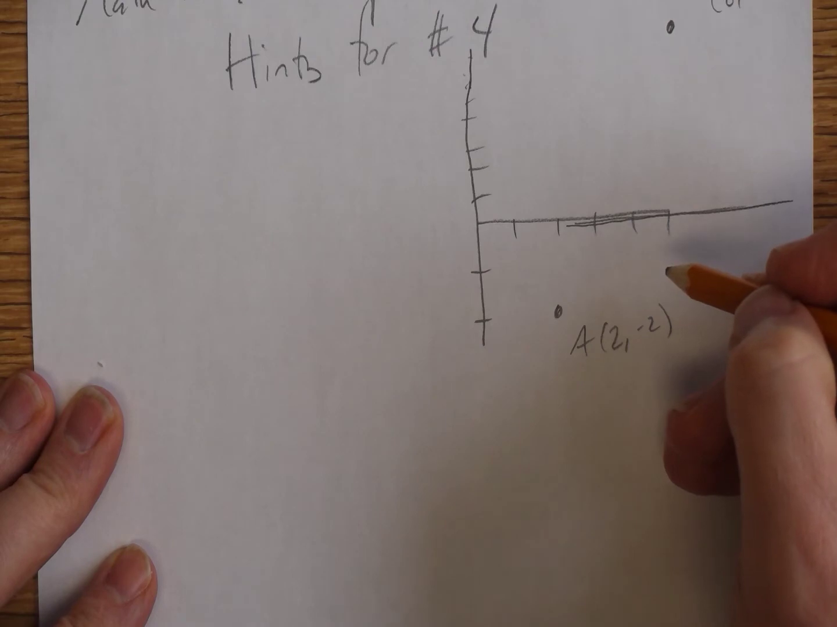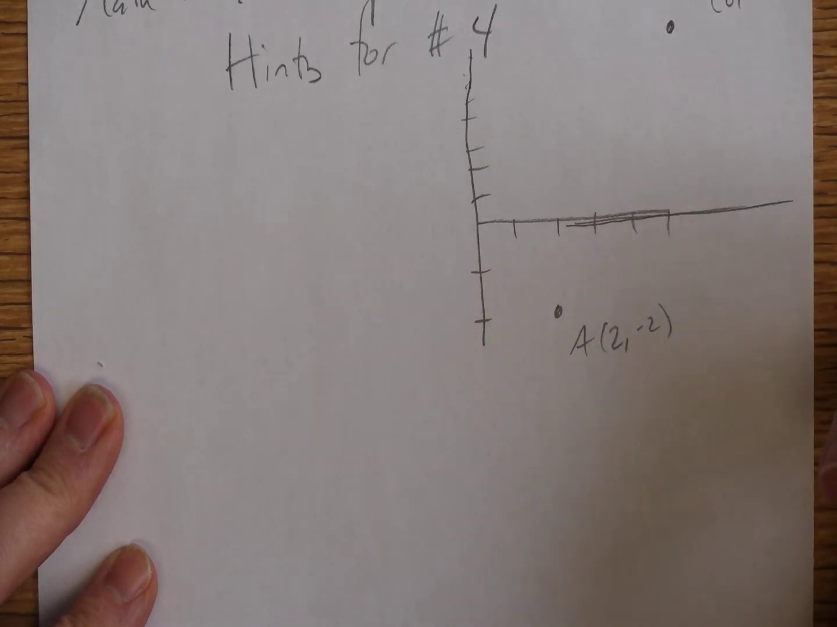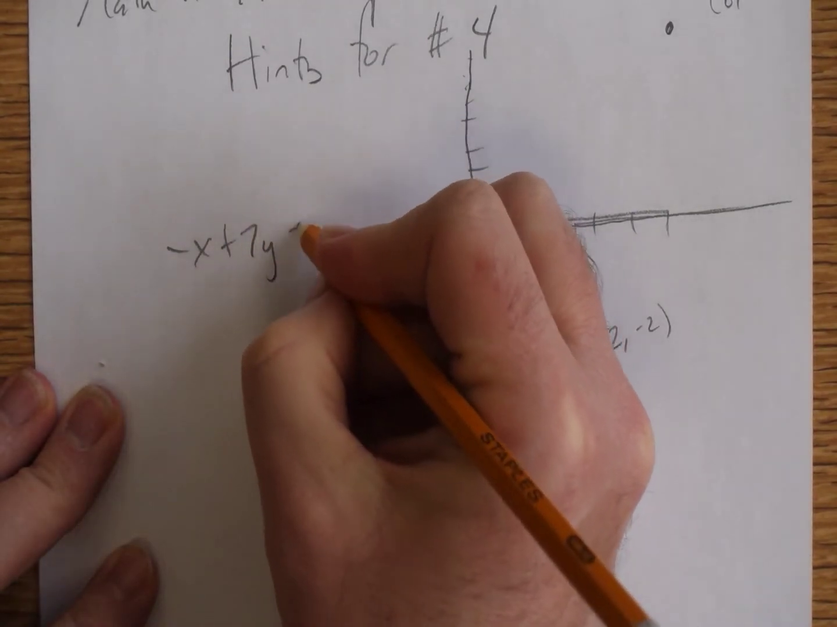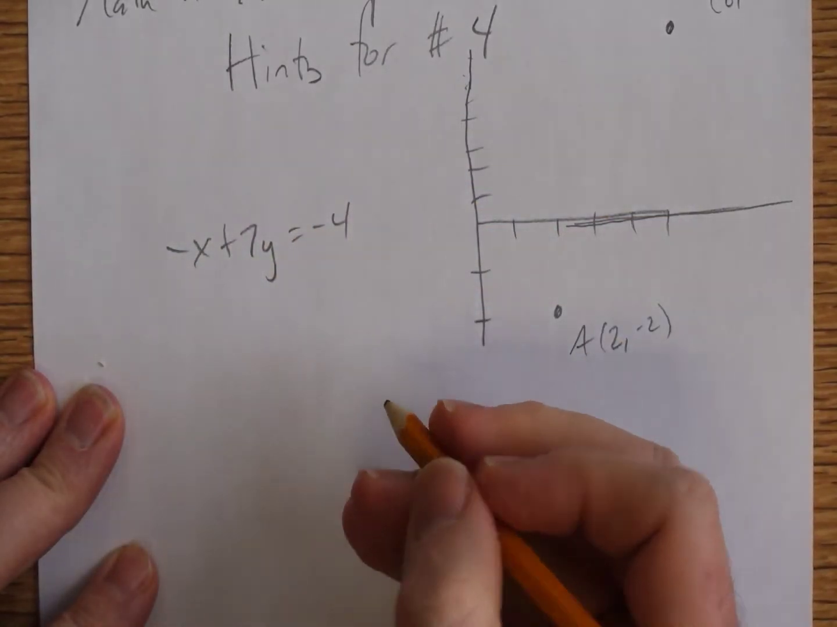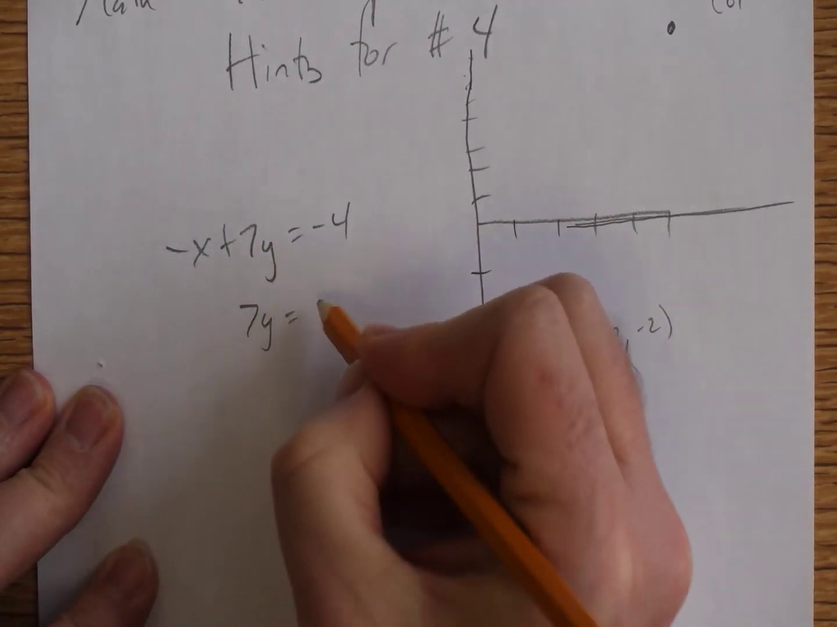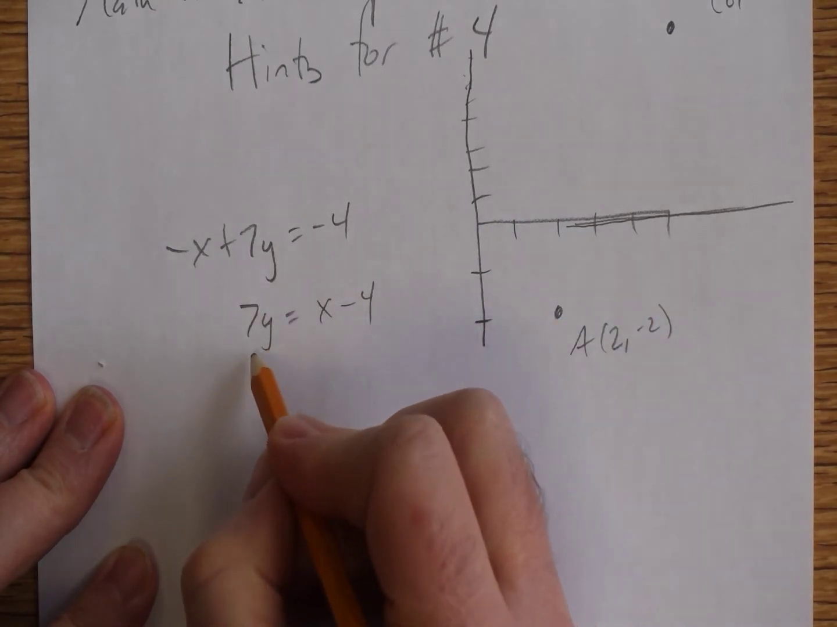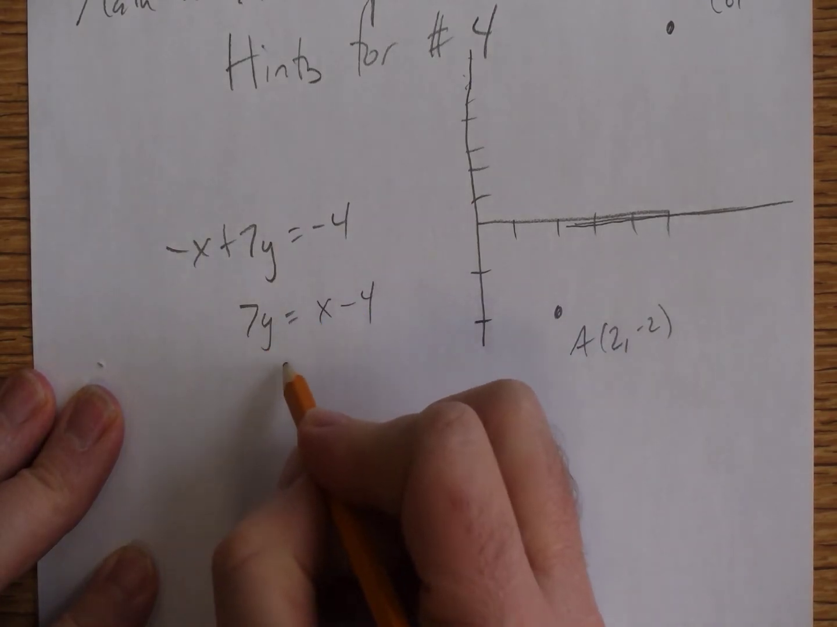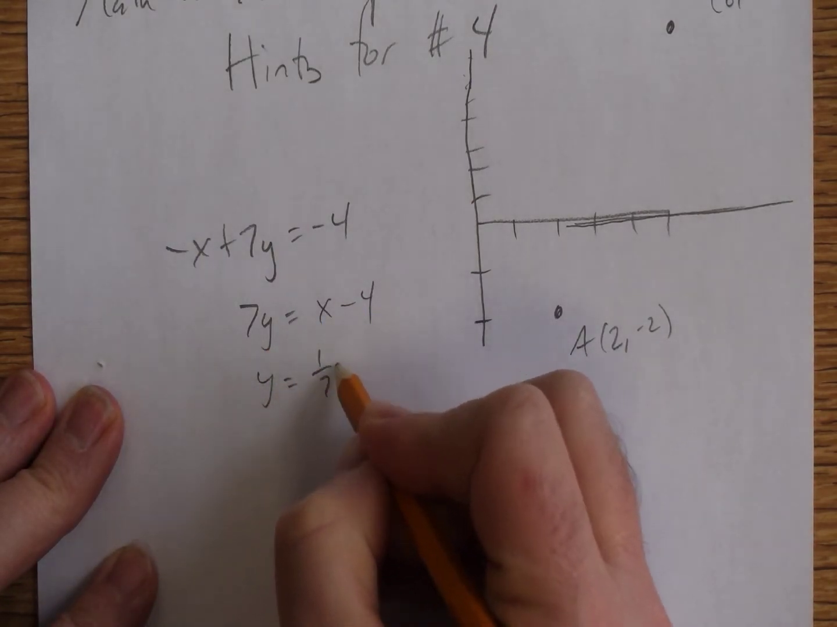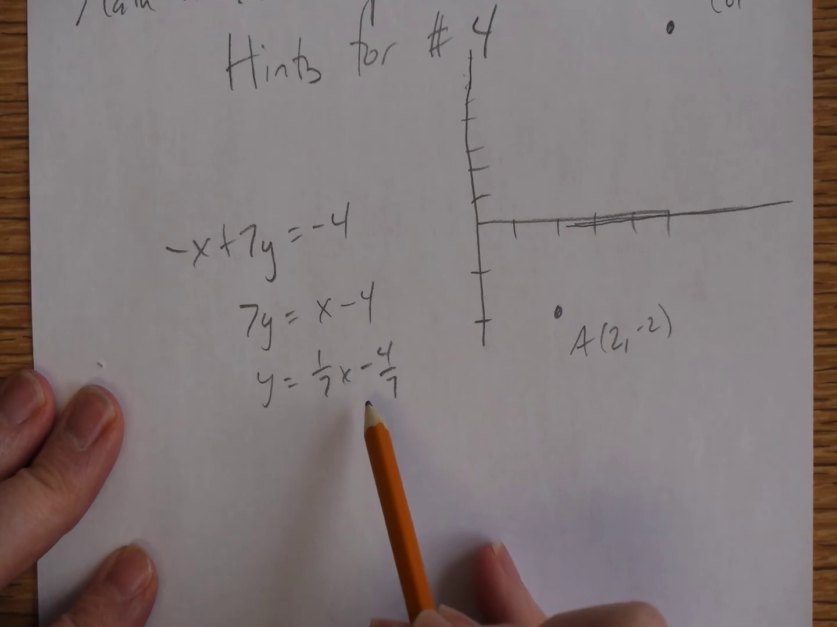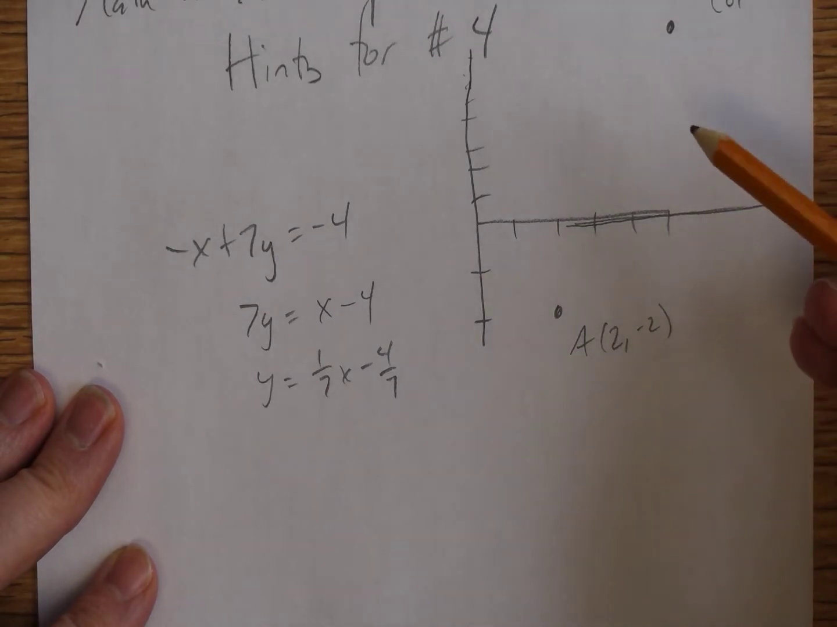A new school is to be built on a straight road with equation -x + 7y = -4. I'm going to put that in y = mx + b format, just so it looks more familiar. So add x, minus 4. Let's get rid of the 7 by dividing both sides by 7. So it gives me y = 1/7 x - 4/7.